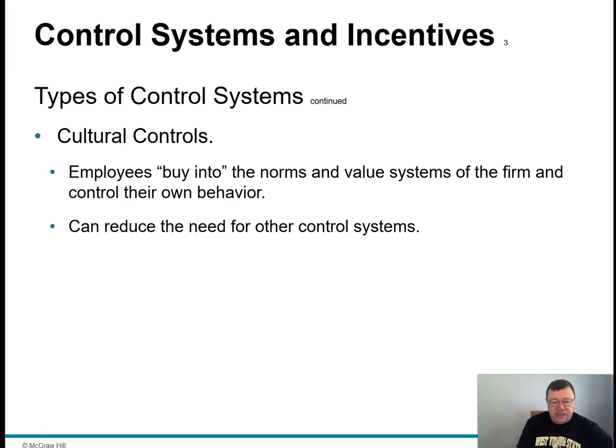You try to get the employees to buy into the norms and value systems of the firm and control their own behavior. This can reduce the need for other control systems. Think about it. West Virginia State University, if we had a culture where students were actually trying to learn as much as they can, and not cheat, then that could be a system in which we get students to do the right thing. These control and incentive systems, I think, at least for students, we can talk about it for how we manage student behavior.